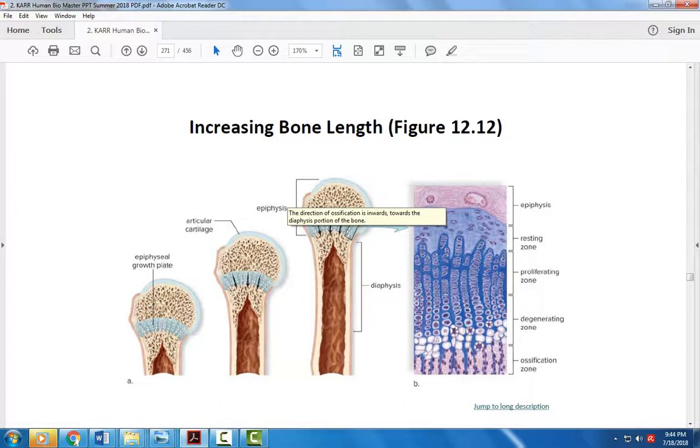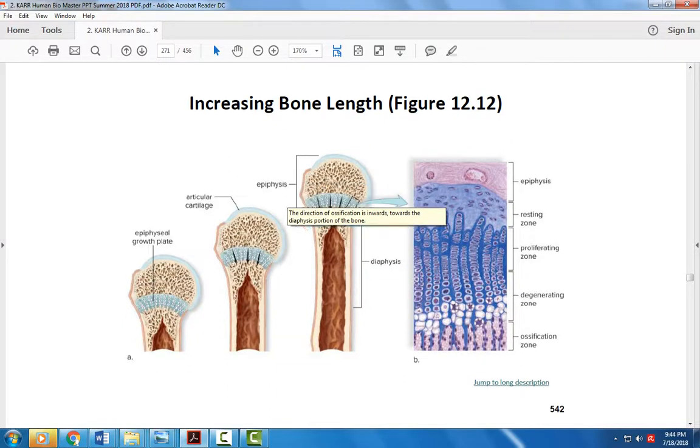So when you look at bone growth and how bones get longer in length, there's a special layer of cartilage cells in the epiphyses of our long bones, and this is called the epiphyseal plate. Another name for it is the growth plate. So these cells will produce more cartilage on one end and more bone on the other end.